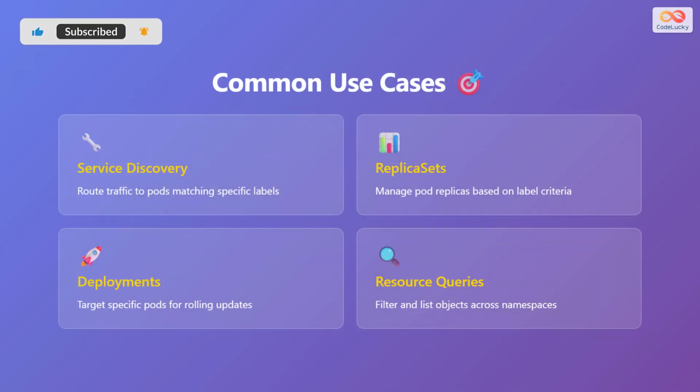Let's wrap up by looking at common use cases for selectors. First, service discovery uses selectors to route traffic to pods matching specific labels, ensuring your services connect to the right backends. Second, ReplicaSets use selectors to manage pod replicas based on label criteria, maintaining the desired number of identical pods. Third, deployments use selectors to target specific pods for rolling updates, allowing you to update applications without downtime. And finally, resource queries use selectors to filter and list objects across namespaces, making it easy to find and manage resources in large clusters. Mastering selectors is essential for effective Kubernetes management.